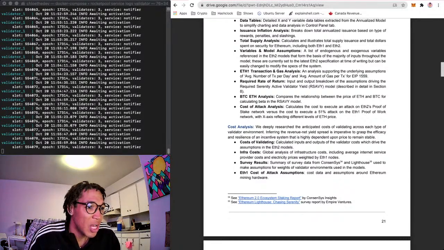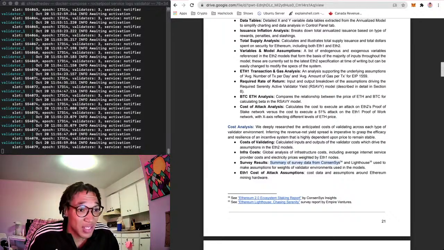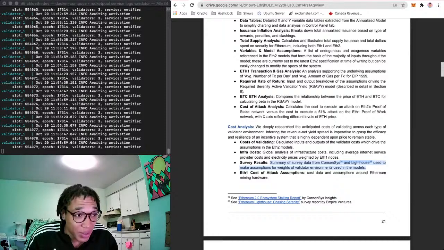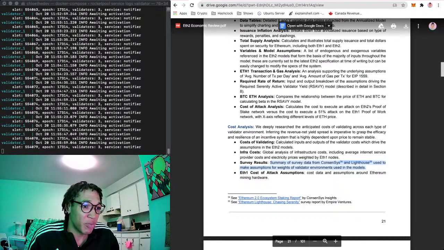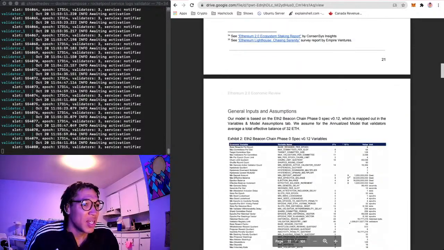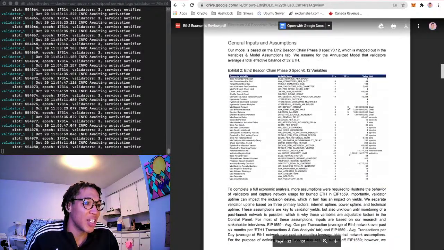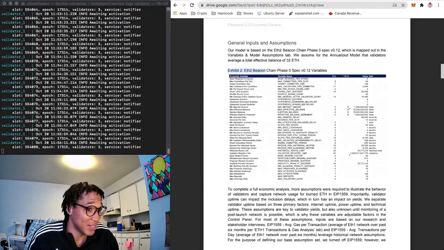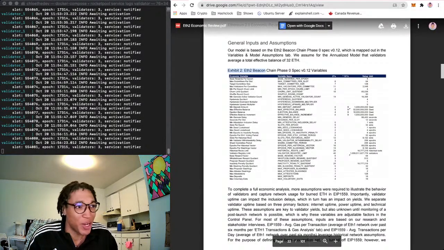Survey results. Summary of survey data from Consensus and Lighthouse used to make assumptions for weights of validator environments used in the models. Okay, so they asked people from Lighthouse validators and Consensus. ETH1 cost of attack assumptions, cost data and assumptions around the Ethereum mining hardware. Okay, I'm not going to go through this, but I will look through it quickly on my own.